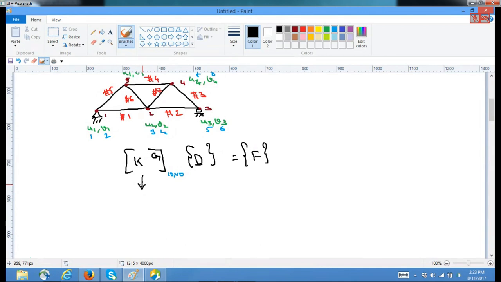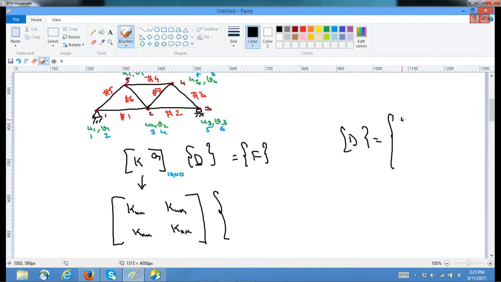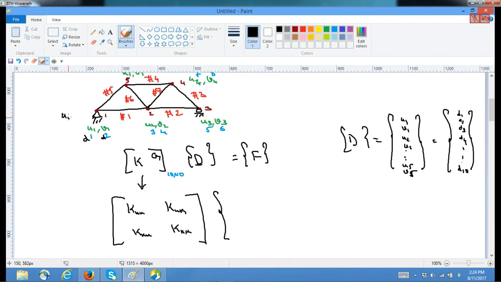So for that, what we did was, as earlier, we split this into KUU, KUK, KKU, KKK times our degrees of freedom. Our D is nothing but u1, v1, u2, v2, and so on, u5, v5. Or you can write it as D1, D2, D3, D4, and so on, D10. So out of this, in our case, u1 is equal to 0 and v1 is equal to 0, since this is a pin support, and since this is a roller support, v3 is equal to 0.